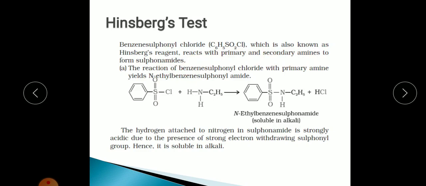So we'll see how these three types of amines react in a different manner with benzene sulfonyl chloride, that is called Hinsberg reagent. So when you take a primary amine and react it with benzene sulfonyl chloride, it will form N-ethyl benzene sulfonamide, which is soluble in alkali. So when Hinsberg reagent reacts with the primary amine, it forms N-ethyl benzene sulfonamide, which will be soluble in alkali.